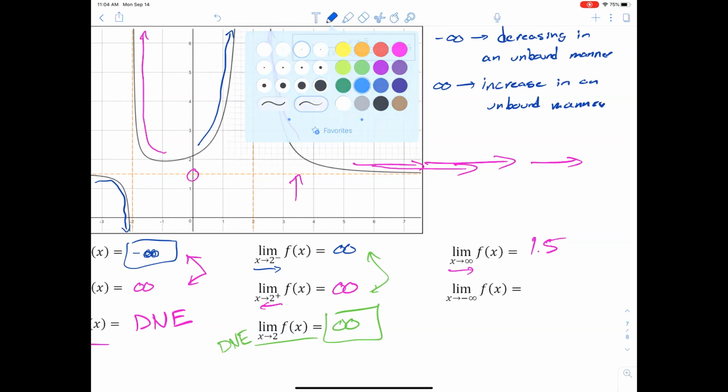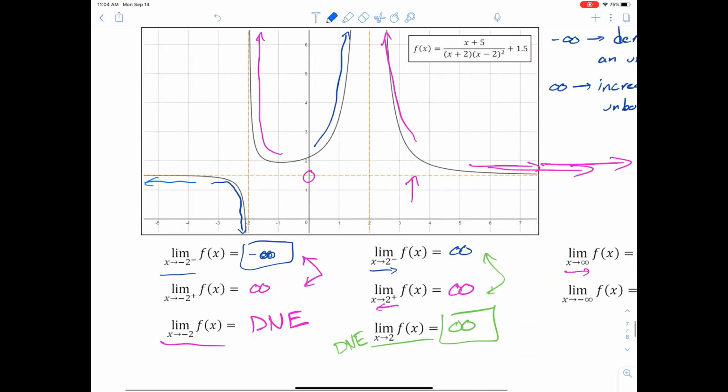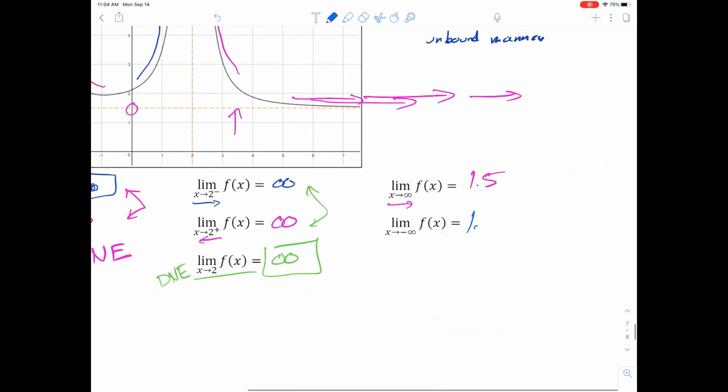And if you look again on the other side, if we go towards an x value of negative infinity, again, we have that asymptotic behavior on a horizontal, and that's going to, again, approach a height of 1.5.